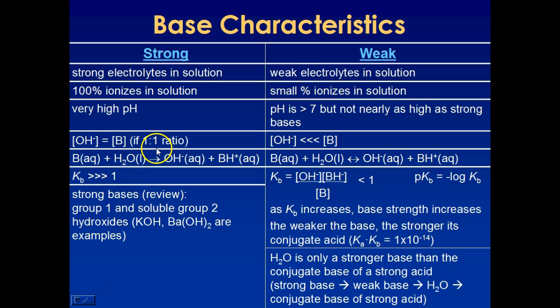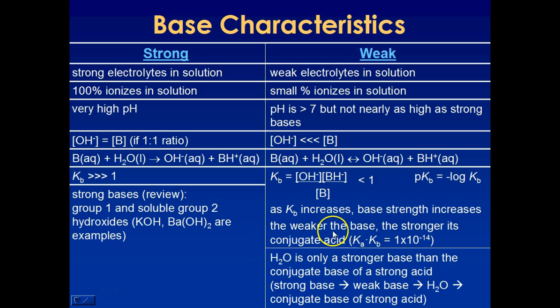If it is a 1-to-1 ratio, like LiOH, the hydroxide concentration is your base concentration. If it is an alkaline earth base, like barium hydroxide, then you would need to double the hydroxide concentration since there's 2 of them in that chemical formula. Whereas with a weak base, only a small amount of hydroxide is generated. We see the single arrow showing complete dissociation for the strong base, a double arrow for the weak base. Kb values are really large for your strong bases and less than 1 for weak bases, meaning that basically just the base remains intact. For your weak bases, you can find pKb just like you could find pKa.